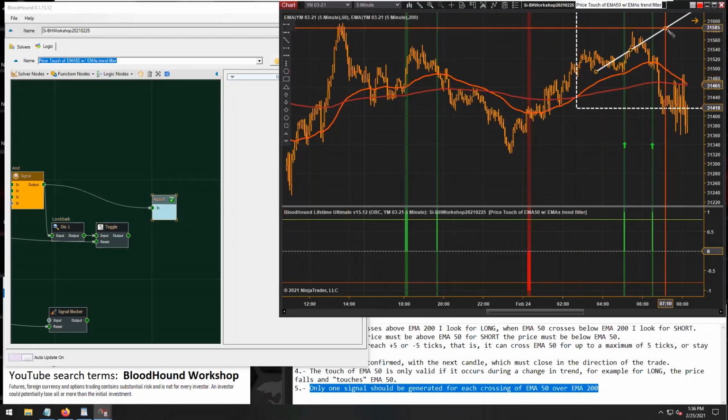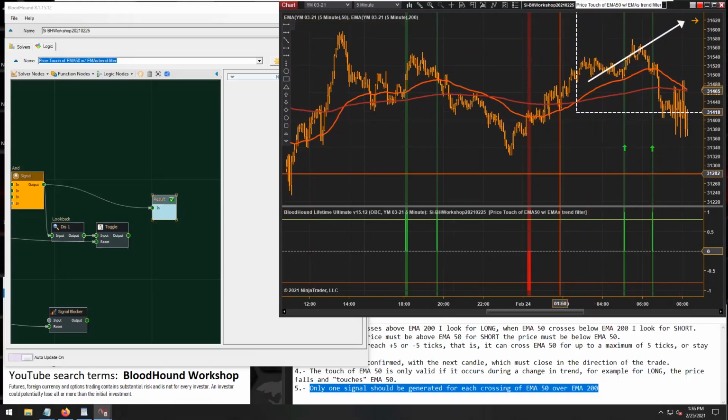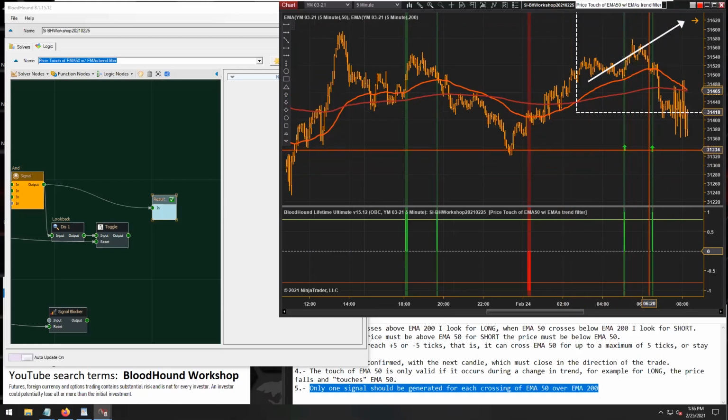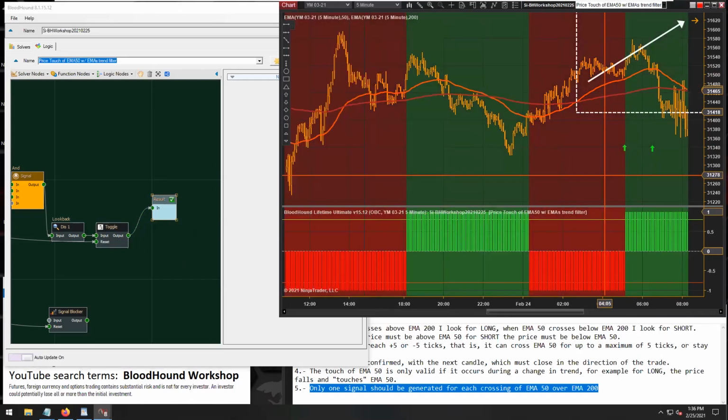There we go. Uptrend. So there's our long signals. And if we look at the toggle node, when that first long signal comes in, it turns the toggle node on.